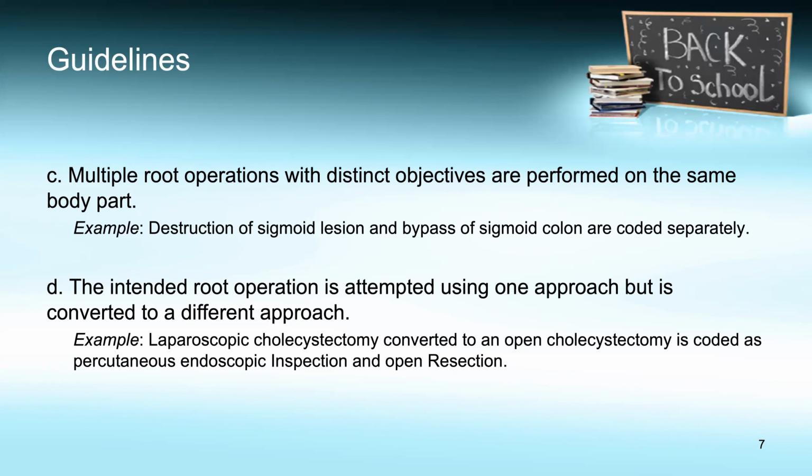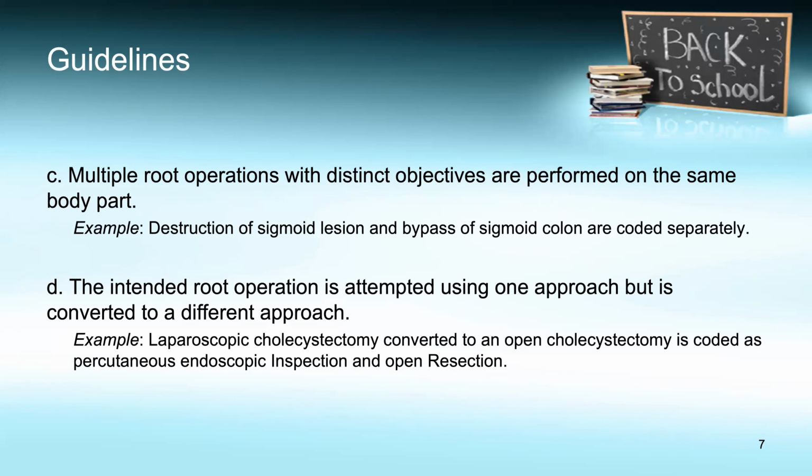And then finally, we have D. You are going to code multiple procedures when the intended root operation is attempted using one approach, but then it's converted to a different approach. And the best example here is when you have any type of procedure that is started out as a laparoscopic procedure.